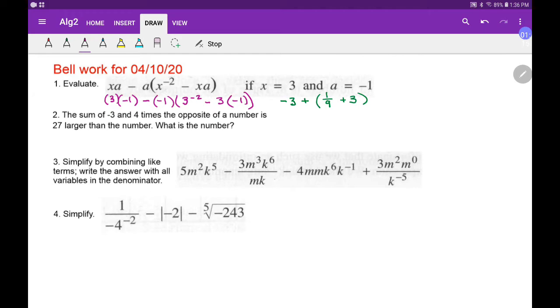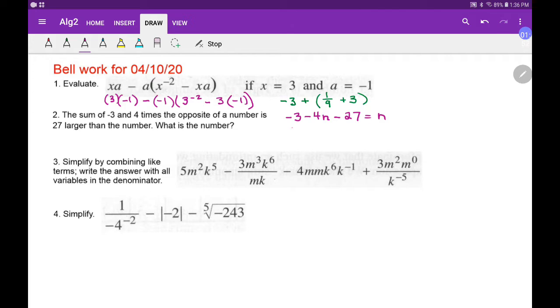let's see, the sum of negative 3 and 4 times the opposite of a number. So the sum of negative 3 and 4 times the opposite. So that would be 4 times a negative n, or 4n, with a negative sign out in front, is 27 larger. But I don't want it to be 27 larger, so I'm going to subtract 27, then the number. And then you can go ahead and solve for n.